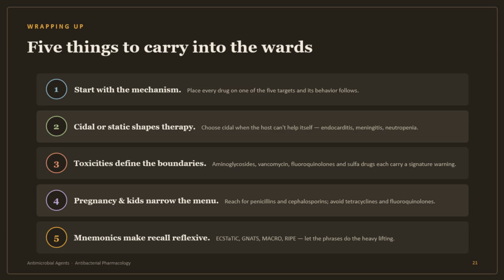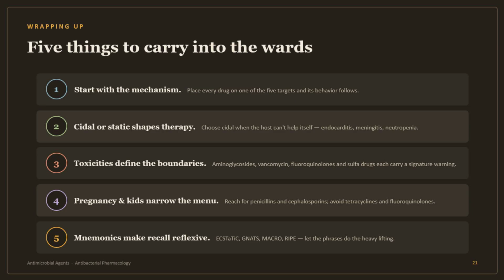1. Always start with the mechanism. Place every drug on one of the 5 targets and its behavior simply follows. 2. Cidal or static shapes your therapy. Choose cidal when the host can't help itself: endocarditis, meningitis, neutropenia. 3. Toxicities define the boundaries. The aminoglycosides, vancomycin, fluoroquinolones, and sulfur drugs each carry a signature warning.